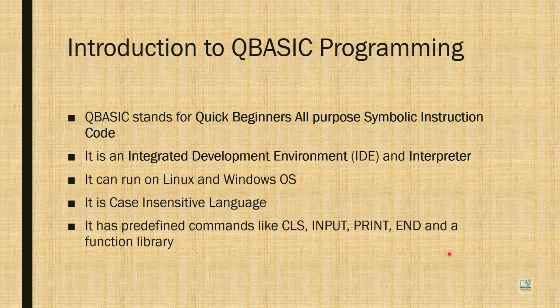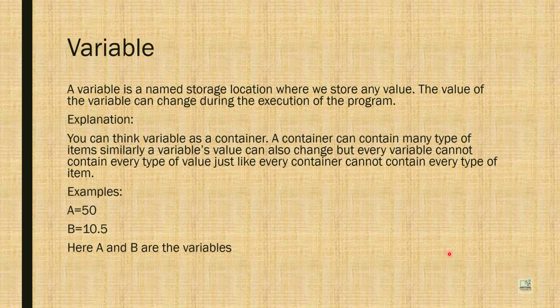Next is, what is a variable? A variable is a named storage location where we can store any value. The value of the variable can change during the execution of the program. So we can say that variable is a container. Like in a container we keep any item, similarly, in a variable we can store anything.